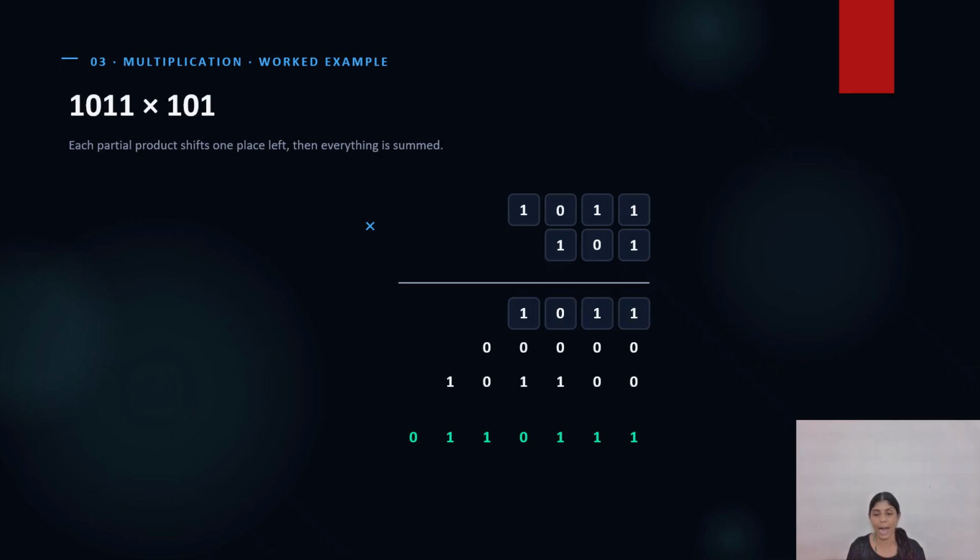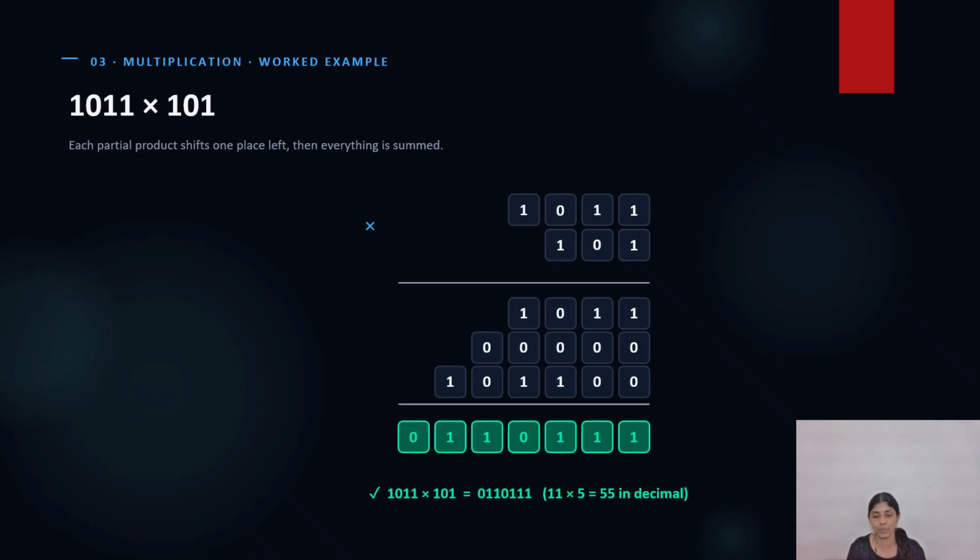Now you have to add. Right? The first value is 1011. The second value is 0000 appended with 0. The third value is 1011 appended with 2 zeros. Now you have to add. 1 plus 0, 1. 1 plus 0, 1. 1 plus 0, 1. 1 plus 0, 1. 0 plus 0, 0. 0 plus 1, 1. 1 plus 0, 1. 1 plus 1, 1, 0.